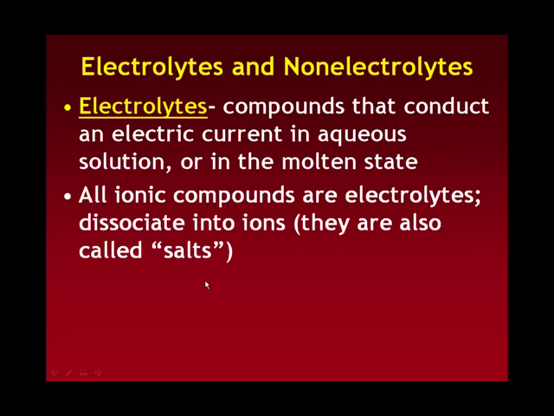Alright, now this idea of electrolytes. Electrolytes simply are compounds that conduct electricity in an aqueous solution or the molten state. All ionic compounds are electrolytes. And electrolytes will dissociate into ions. These ionic compounds are also called salts. Remember, an ionic compound is a metal with a nonmetal. That's all we really need to know there for the most part.